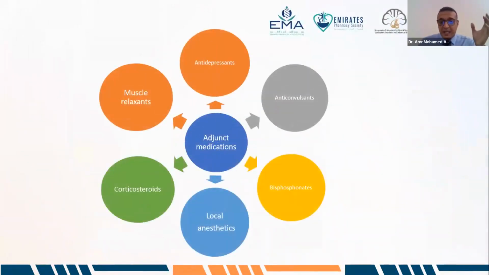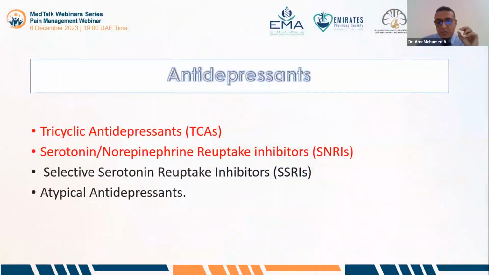We have different classes of adjunct medications. As we mentioned earlier: antidepressants, muscle relaxants, anticonvulsants, corticosteroids, bisphosphonates, and local anesthetics. I will go through each class quickly just to highlight the main important topics.